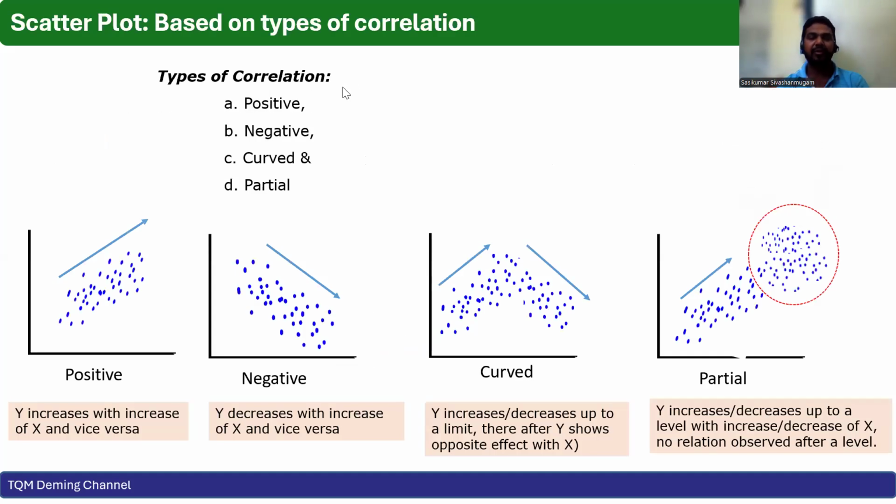Mainly, how does the scatter diagram appear? When you see the scatter diagram, it will appear basically in four forms: positive correlation, negative correlation, curved correlation, and no correlation. So why is it required?